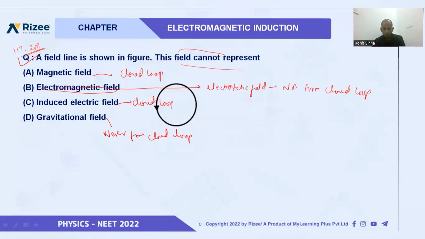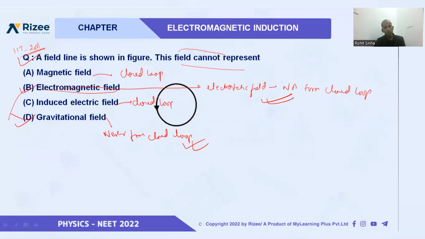It is a closed loop. You see here, closed loop. That means the answer should be B and D. These both never form closed loop, so they can't represent it, B and D. Okay, our answer will be B and D. They never form closed loop.